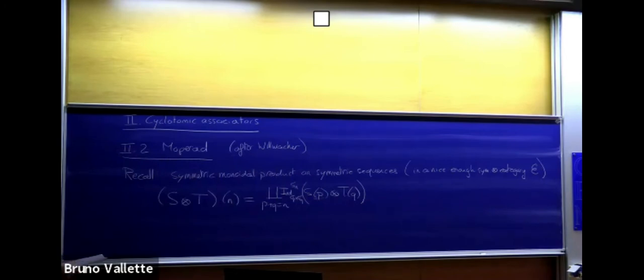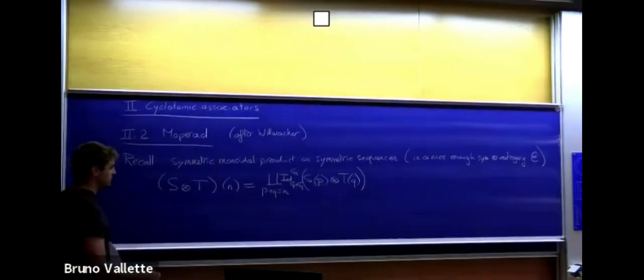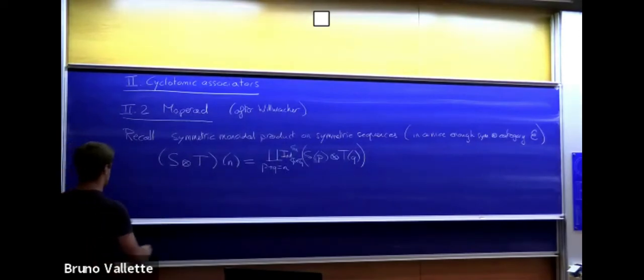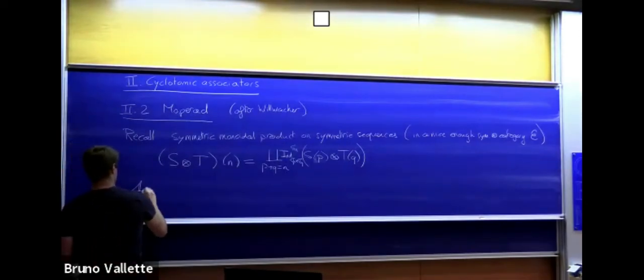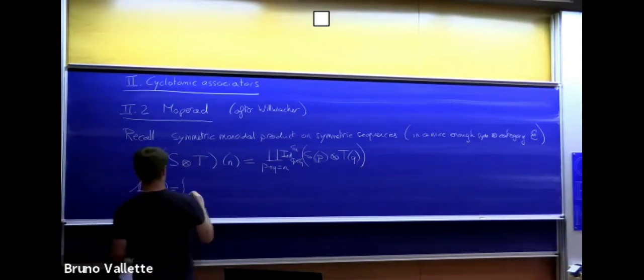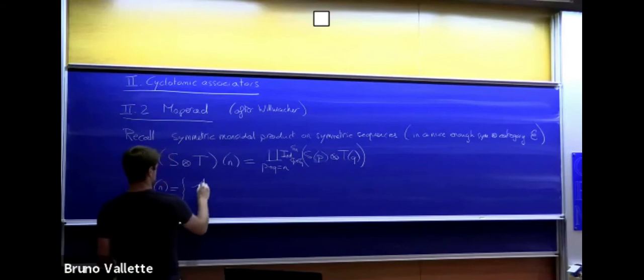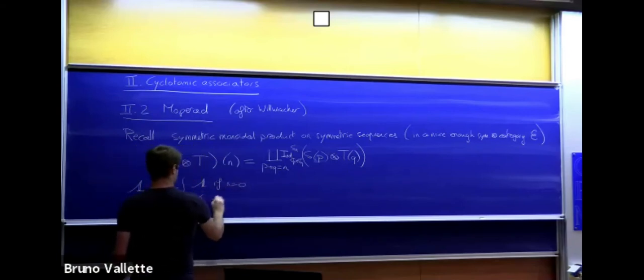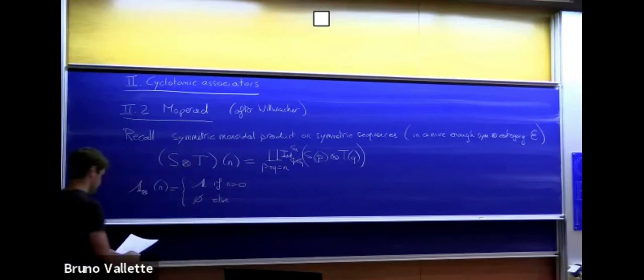And so the unit for this monoidal structure is different from the one for the circle product. The unit in arity N is just the unit of the monoidal structure of C if N is 0, and nothing else. All right.